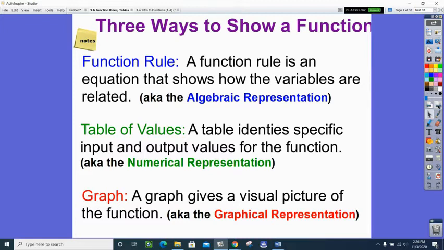We can't pick all the points because there's an infinite number, but we're going to make some choices, and I'll give you some hints on some good ones to pick. And that would be a numerical representation. Finally, we're going to take that table and we're going to graph that function, and that gives a visual picture of the function, and that would be a graphical representation.